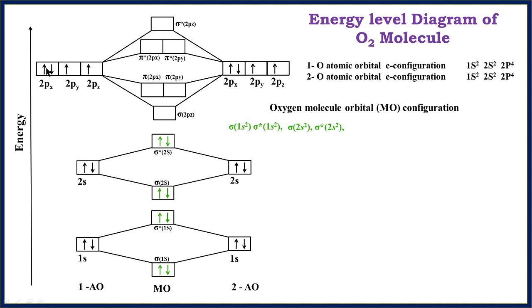2p4 and 2p4. So 1, 2, 3, 4, 1, 2, 3, 4 is already existing for the oxygen atom. Now these 4 plus 4, 8 electrons should get filled into the molecular orbitals when the molecule is formed. So according to the above principle, the first electron is filled here in the lower energy level. Next, the second electron will be filled here.